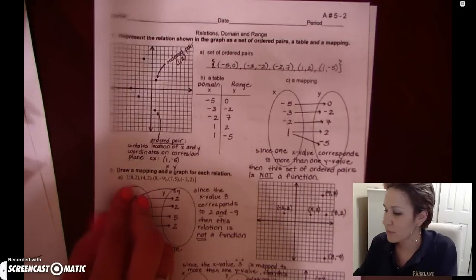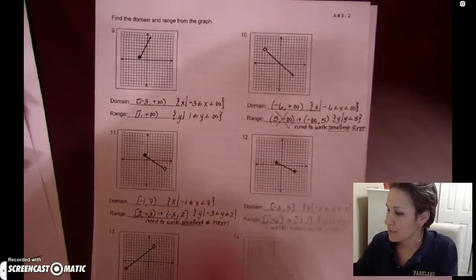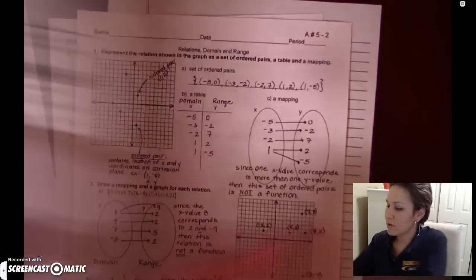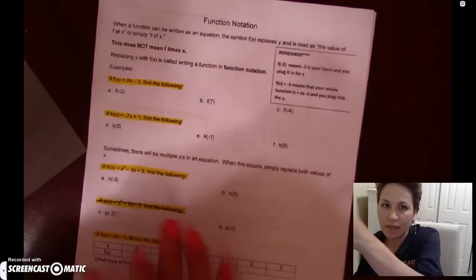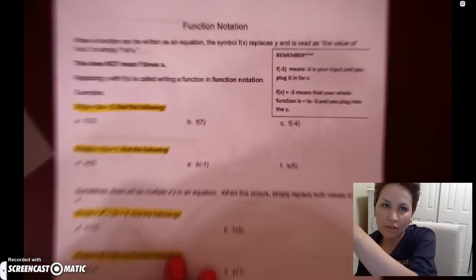So you wrote down some of these notes, some of these examples, and then you were able to do some on your own. So today we're going to shift gears a little bit, and we're going to start talking about function notation. Function notation is a way of saying the value of f at x, or simply f of x. Okay, so I'm going to give you some notes. You're going to follow along with me, and then you're going to have an assignment yourself.